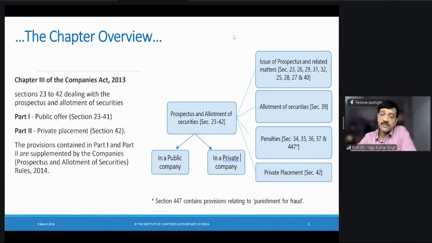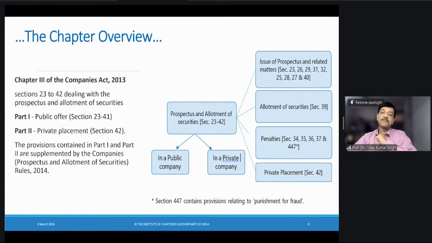If you see further bifurcation, broadly, the prospectus and allotment of securities covers 2 major dimensions: one is in case of a public company and the other in case of a private company. For prospectus and allotment of securities, you have to deal with issue of prospectus and related matters, which is dealt with in sections 23, 26, 29, 31, 32, 25, 28, 27, and 40. Allotment of securities has a specific section, that is section 39. Then there are penalties provided in sections 34, 35, 36, 37, and 447. Section 447 is a broader section which provides for punishment for fraud.